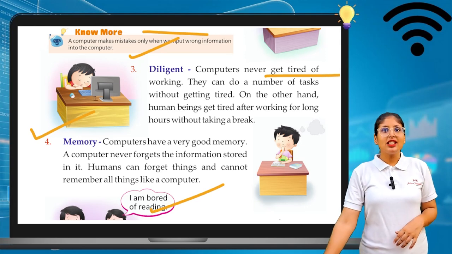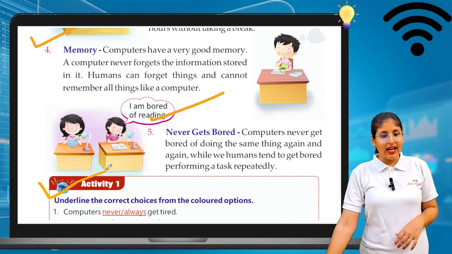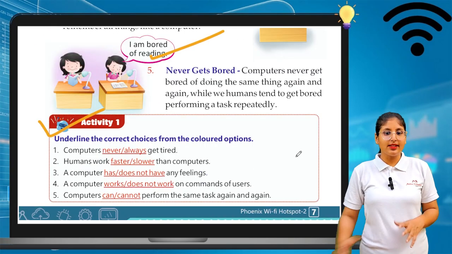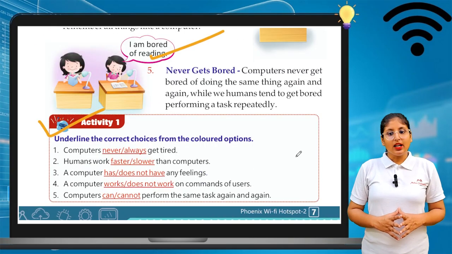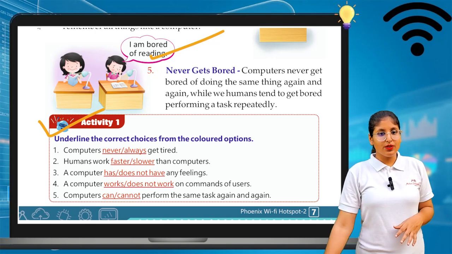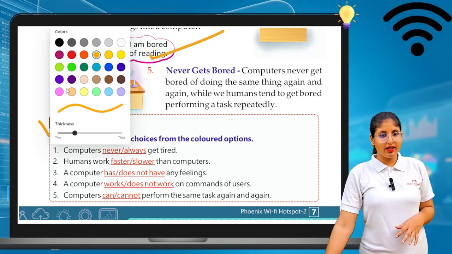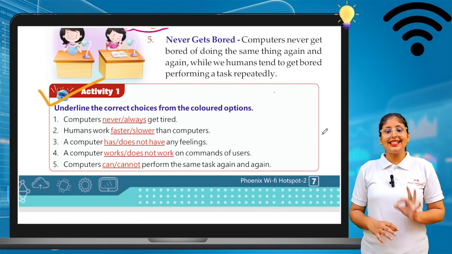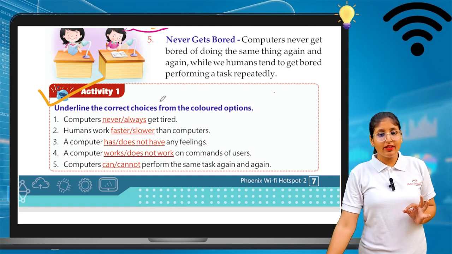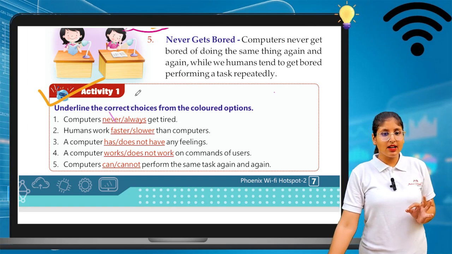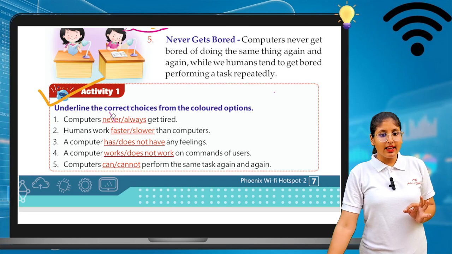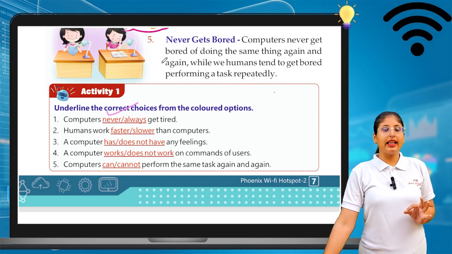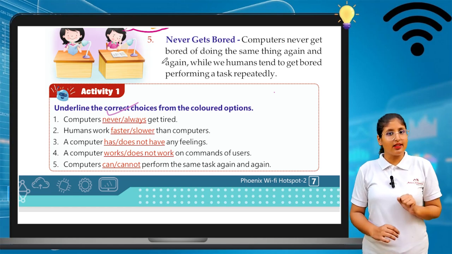Now one activity is for you. Give me the answer. Underline the correct choice from the options. You have to tell me the correct answer. I can choose the first one: computer never or always gets tired? Computer never gets tired. We already discussed that a computer is a machine that cannot get tired easily. So we can mark never.